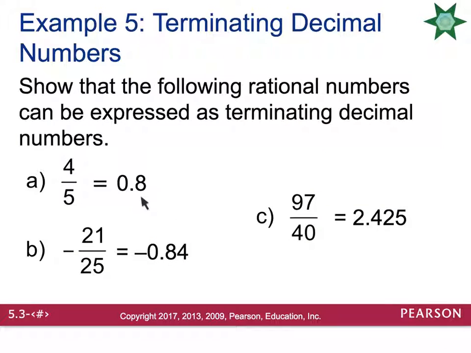Okay, let's look at a couple examples, just to show that these rational numbers terminate. So 4/5 is 0.8. If we divide 4 divided by 5, we get 0.8. That stops, right? Minus 21 over 25 is minus 0.84. 97 over 40. Now this one is an improper fraction, but the decimal would be 2.425. These decimals stop. So here's examples where the decimals terminate or stop.